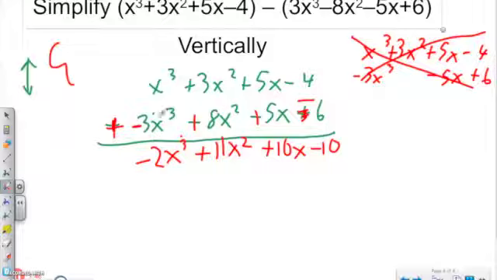The reason I like this method, it helps me line up my like terms a little bit easier and combine things, but really whichever method you prefer, Ms. Blaylock and I are fine with.